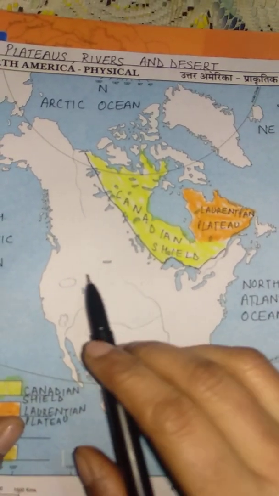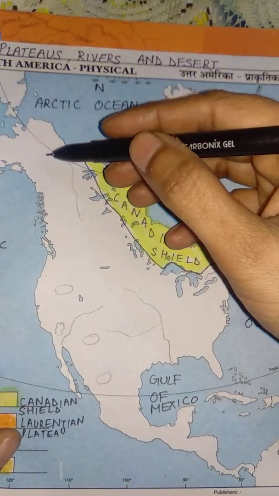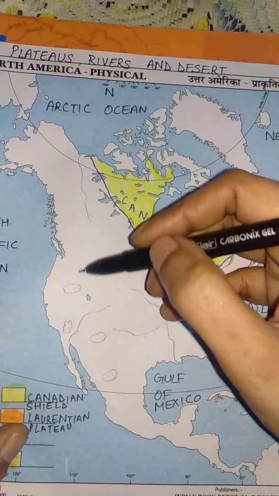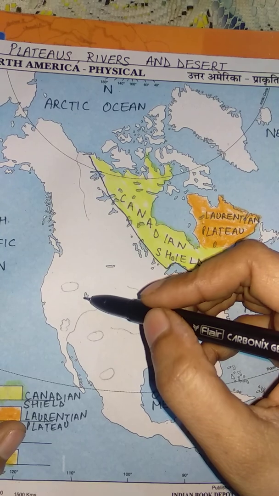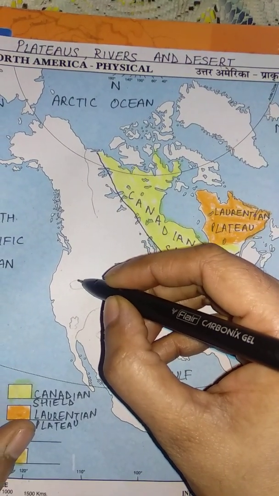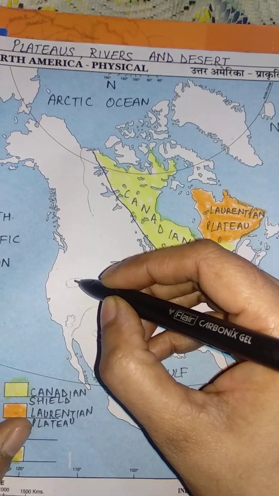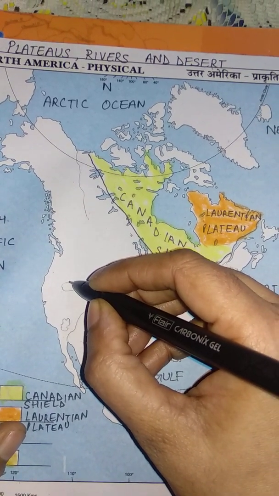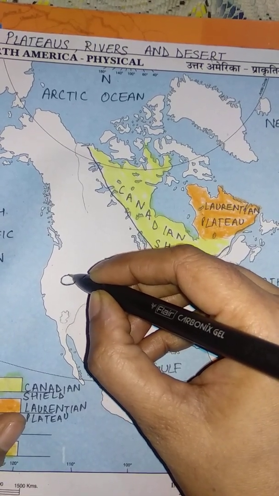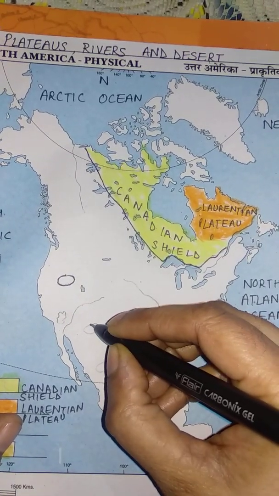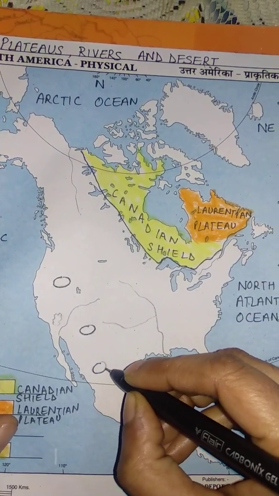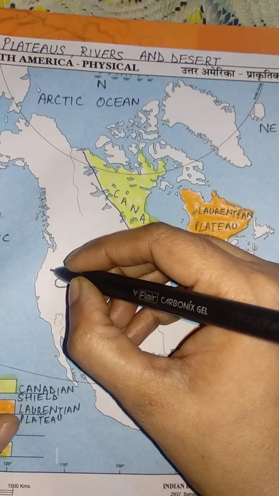If you move toward the west of the continent, there is the Western Cordillera, in which there are a number of mountain ranges. In between the mountain ranges, there is a plateau. Those plateaus are known as intermontane plateaus, meaning plateaus that are surrounded on all sides by mountains. So you mark an area of intermontane plateaus and label these plateaus.